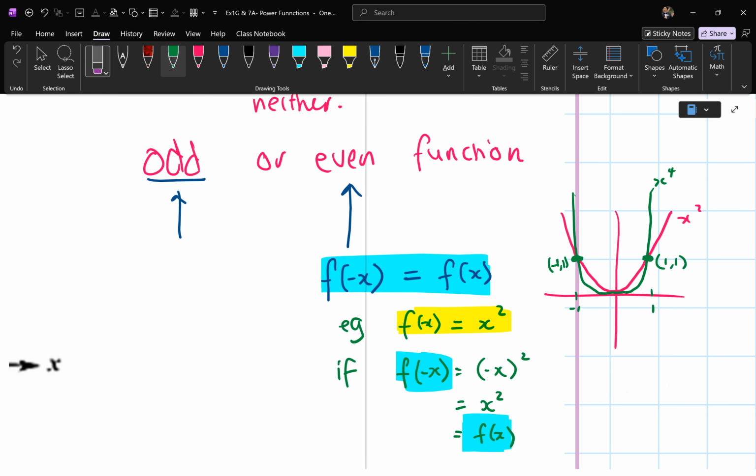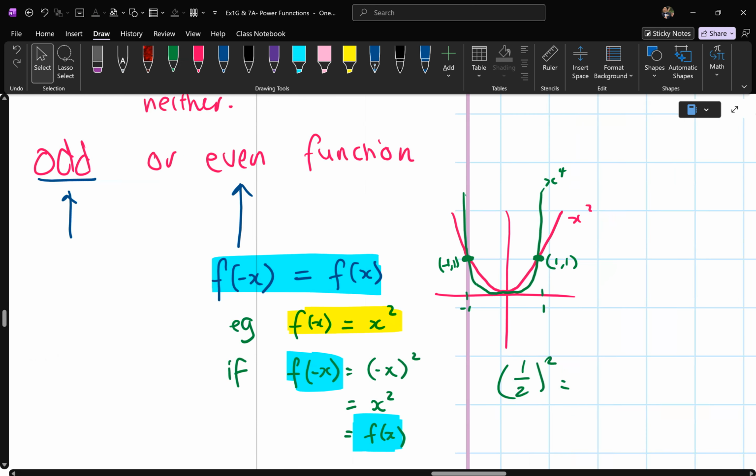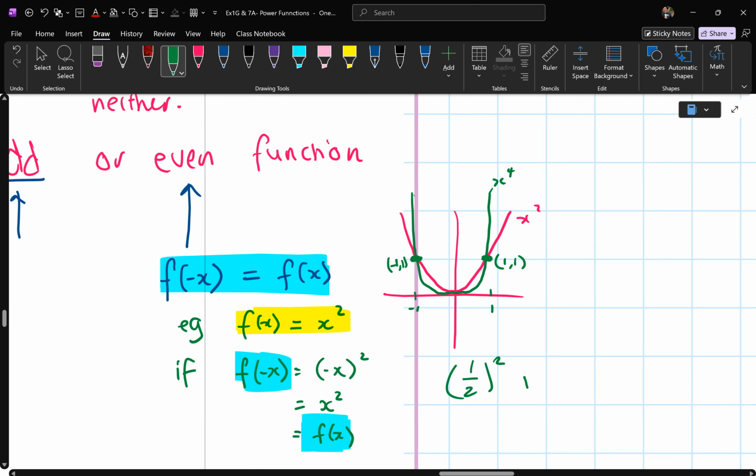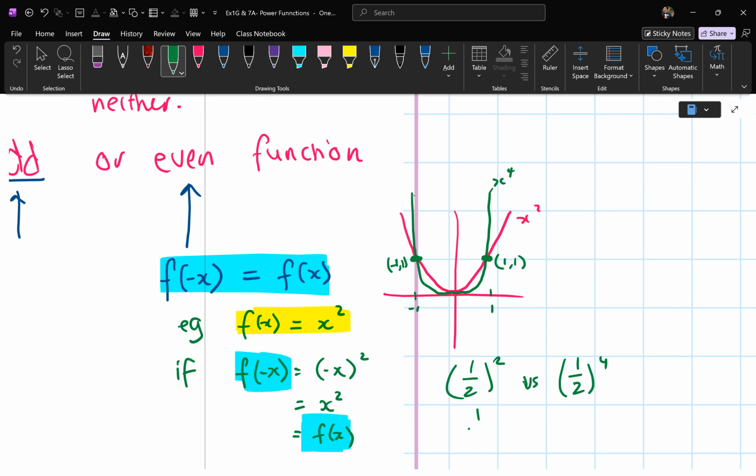But another way to look at it is the function itself. If you think about it, half squared versus half to the power of 4. Essentially 1 squared is still going to be 1, and 1 to the power 4 is still going to be 1. The only difference between them is 2 to the power 4 or 2 to the power 2.